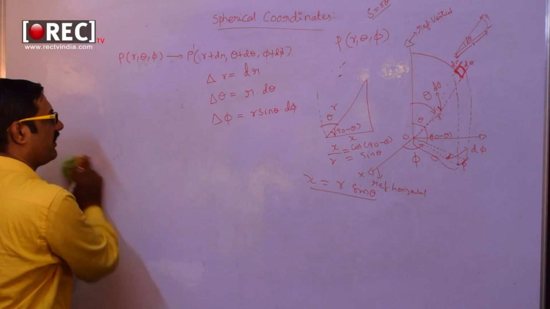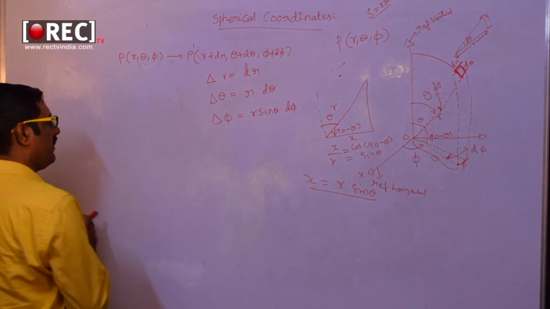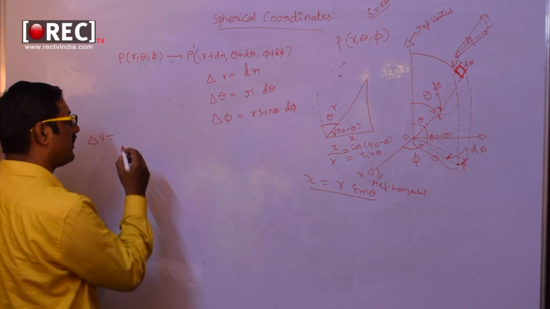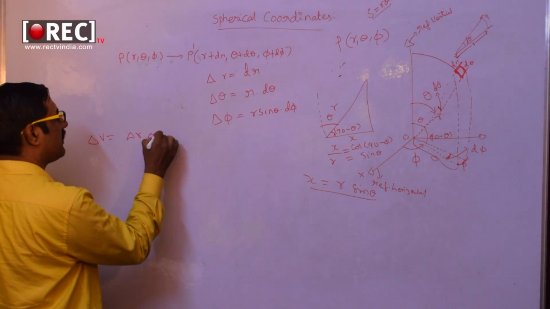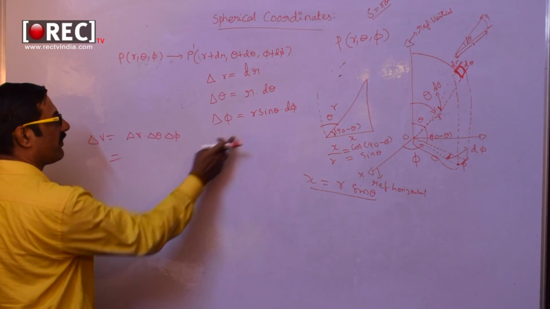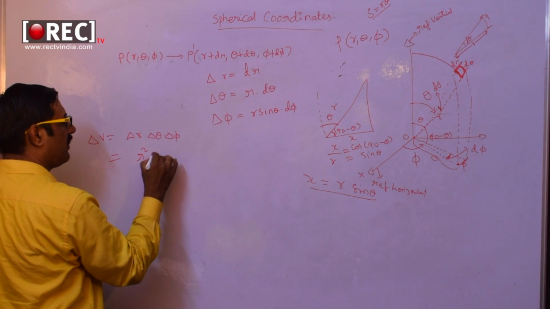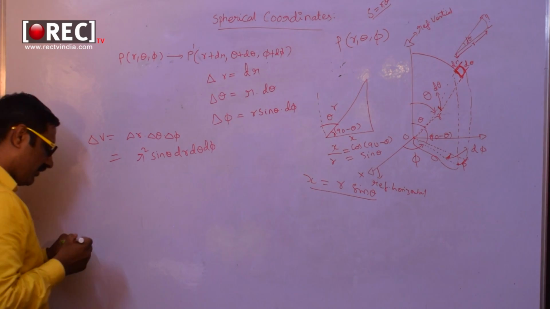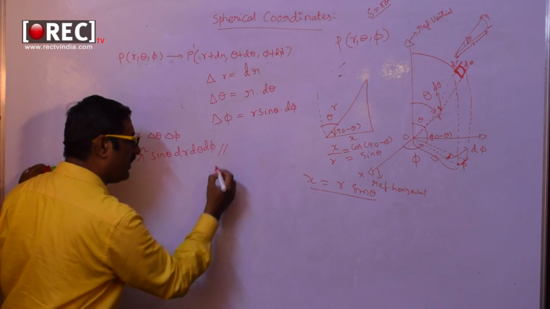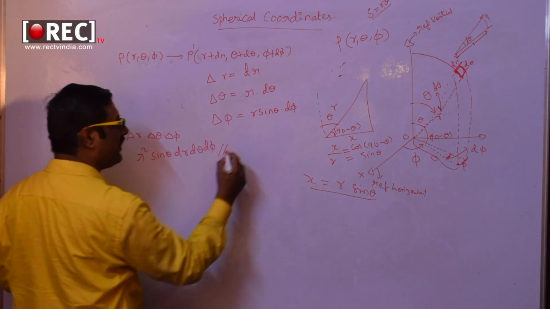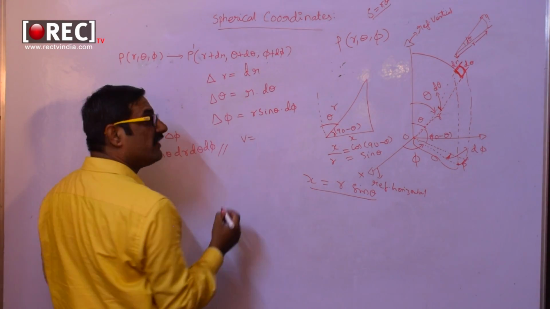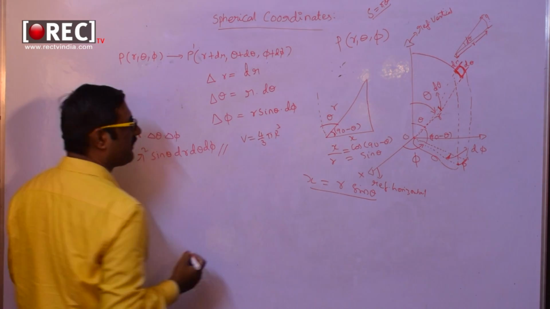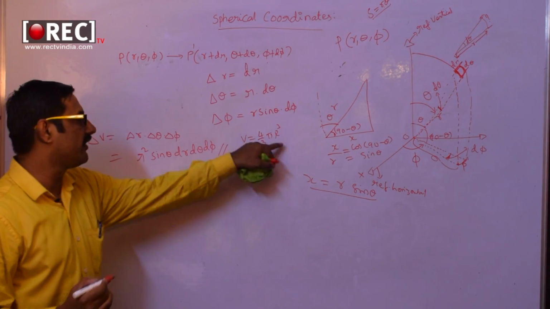Now we can conclude that delta v is the product of the increments in the three directions, delta r into delta theta into delta phi, and from this I can write r square sin theta dr d theta d phi. This has a lot of meaning, because from this formula I can get the volume of the sphere as 4 by 3 pi r cube. So let us examine how we got V equal to 4 by 3 pi r cube.